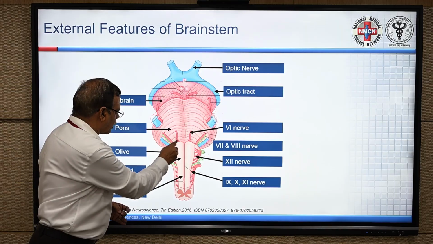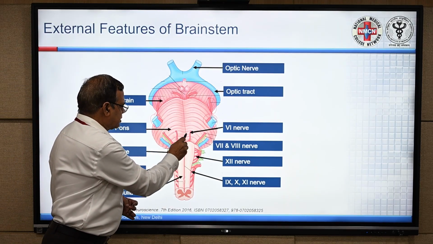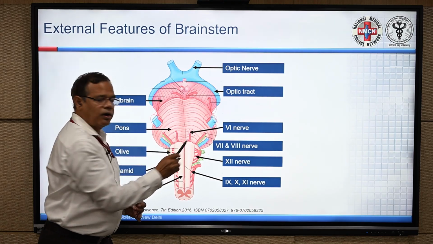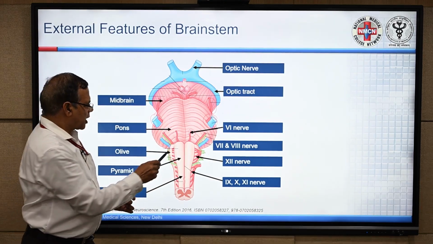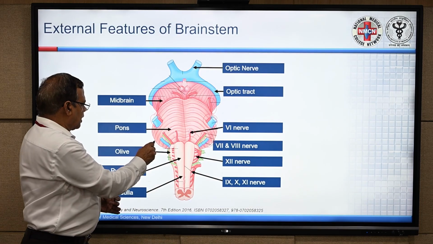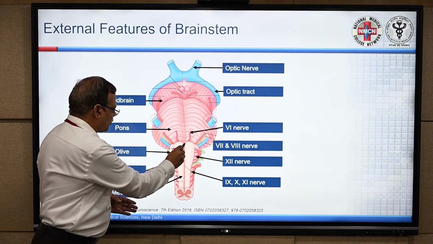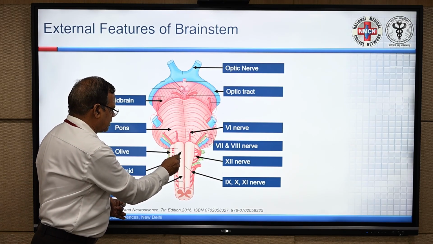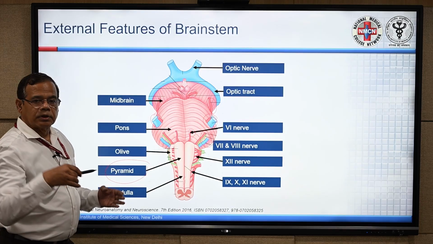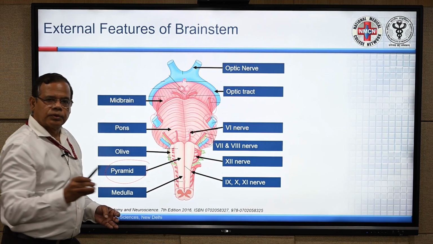At the lower border of the pons, the nerve attachment towards the medial side is the sixth nerve. Laterally, the seventh and eighth nerves are there. Let us see the parts of the medulla. Ventrally, towards the midline, this is the pyramid. Lateral to the pyramid is the olive.